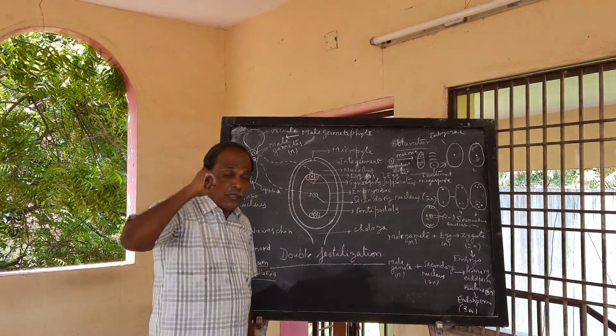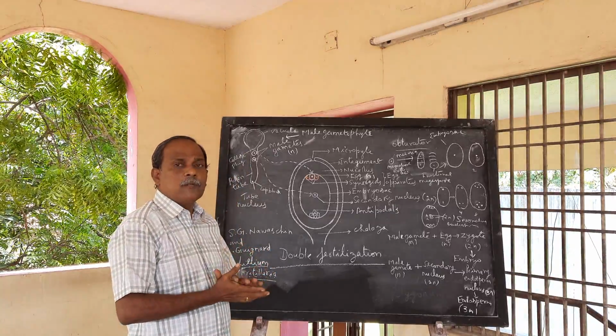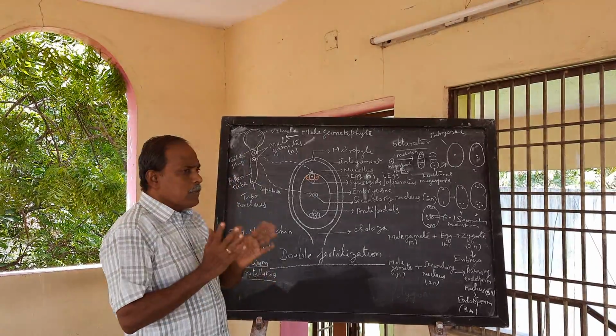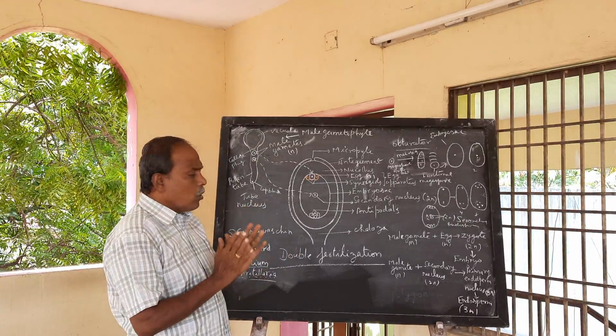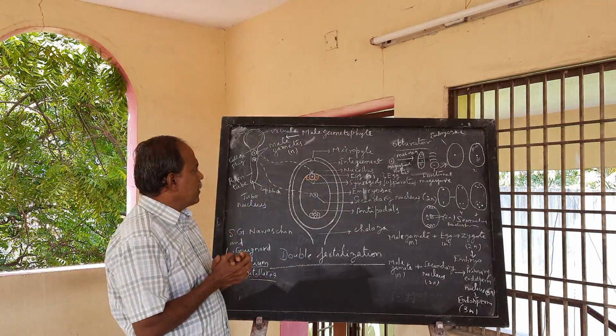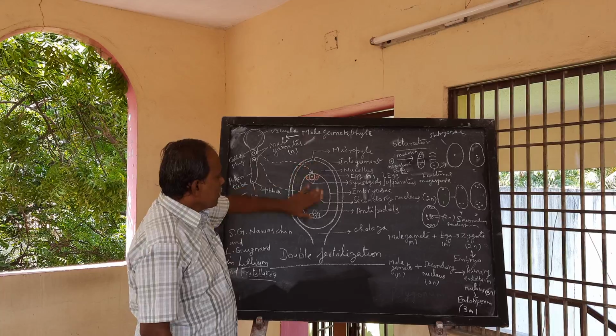So, double fertilization. Double fertilization is a characteristic feature of angiosperms. So what happens here in double fertilization? Before you go into double fertilization, you must know about the development of the female gametophyte. See, this is the structure of an ovule.